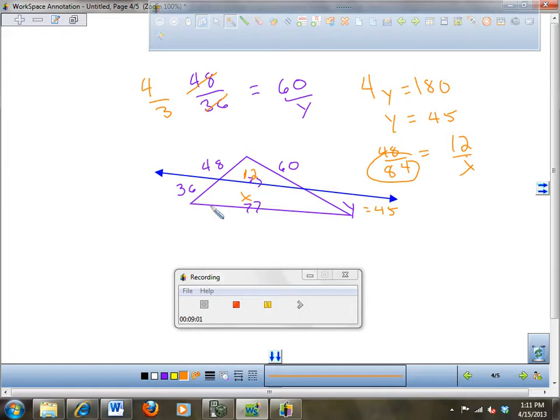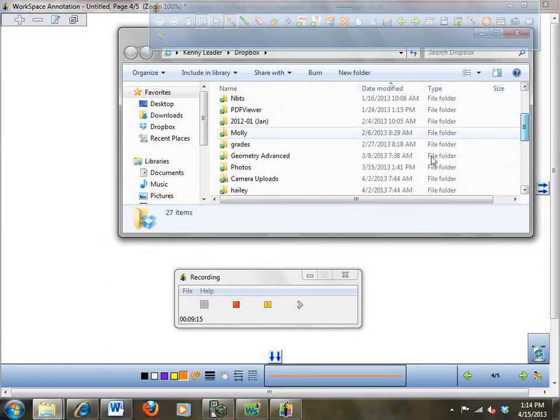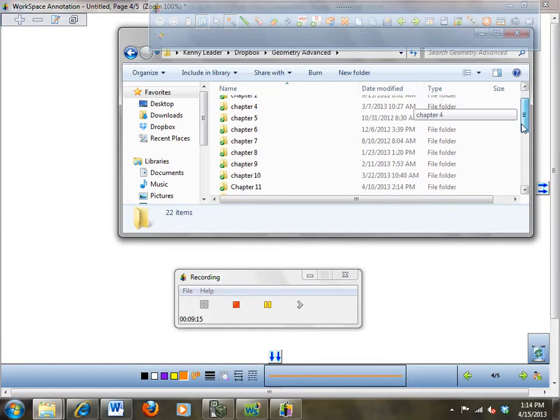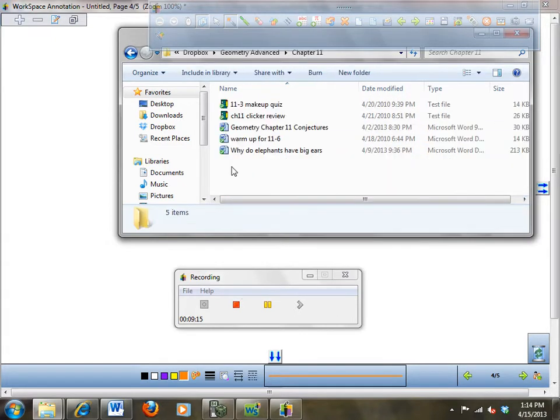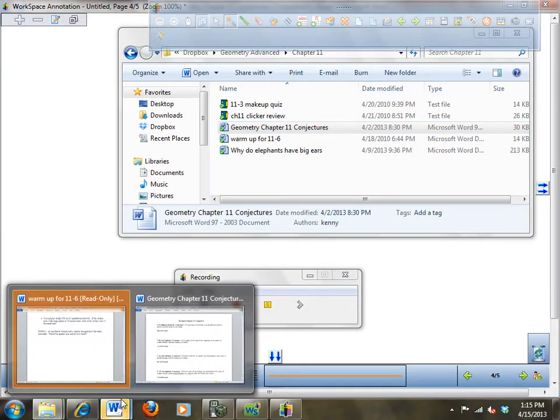Is this like a conjecture? This is a conjecture. If you look on your conjecture sheets, ladies and gentlemen, let me find that. Geometry Advanced. What chapter are we in? Chapter 11. Conjectures: if a line parallel to one side of a triangle passes through the other two sides, then it divides the other two sides proportionally.